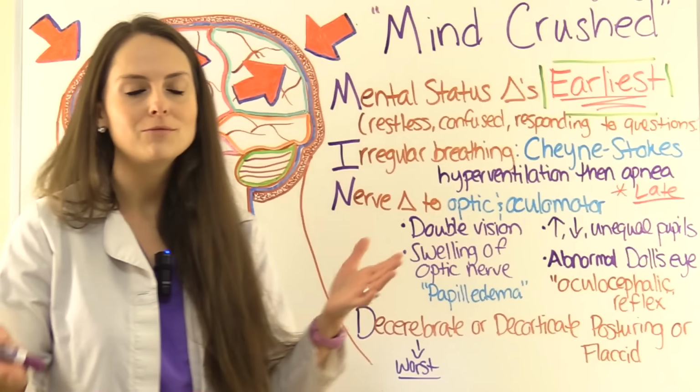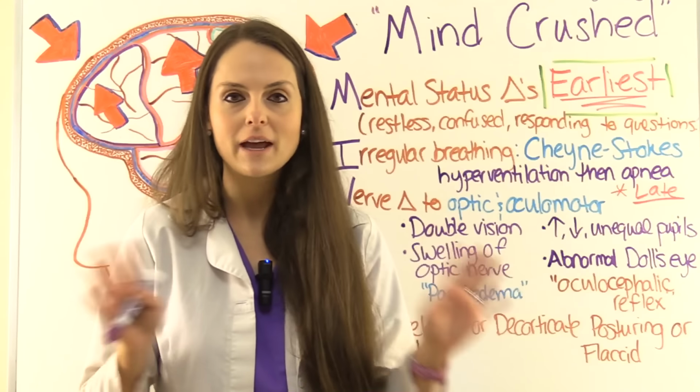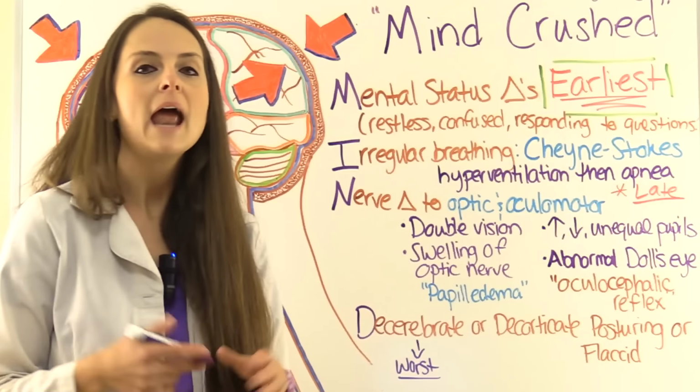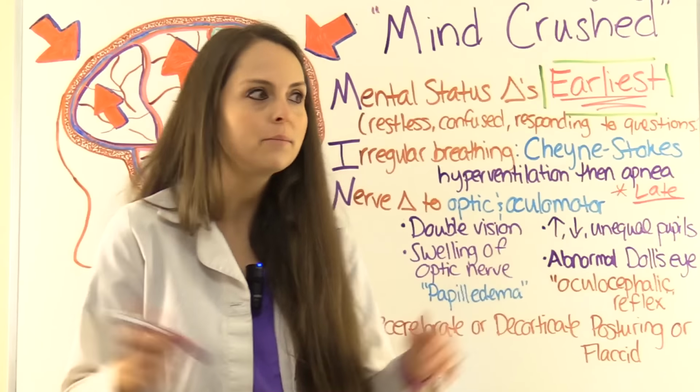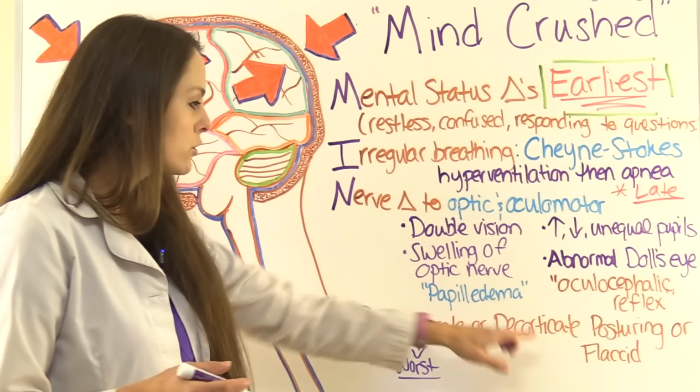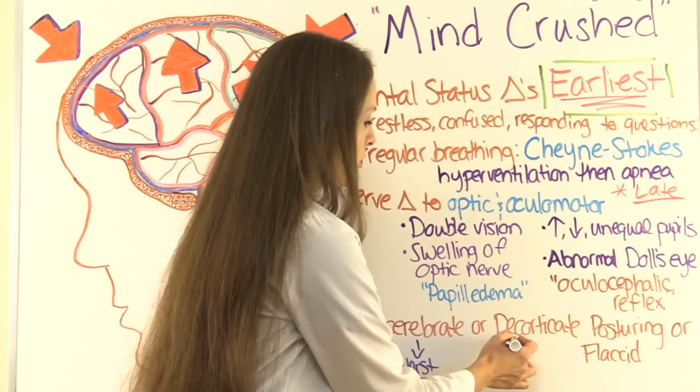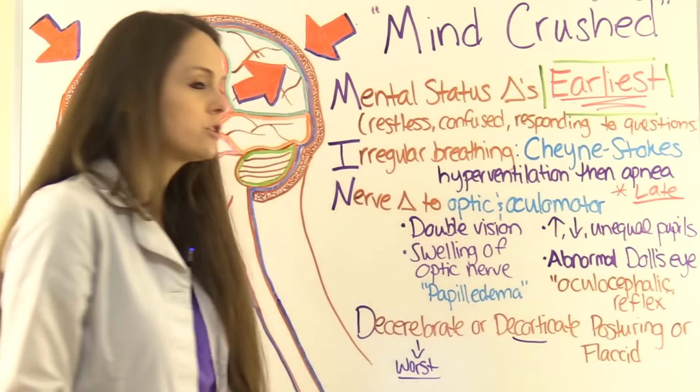So how can you remember these for exams to differentiate between those? Because I know they can get confusing. And how I remember is how my professors taught me, and it just really stuck with me. Okay, for Decorticate, I remember the word core. So what they're doing is they're bringing their arms to the core of their body. So they're going to be flexed inward.